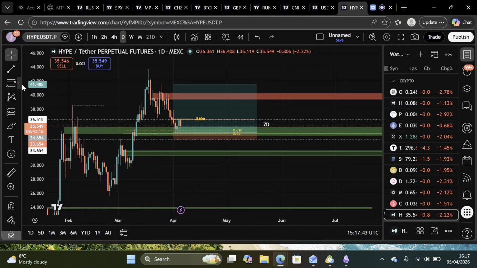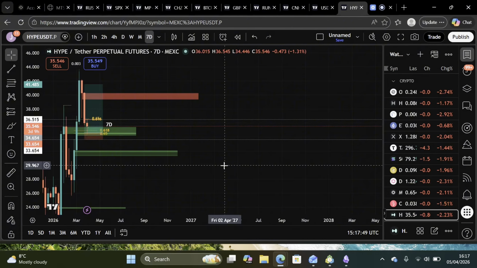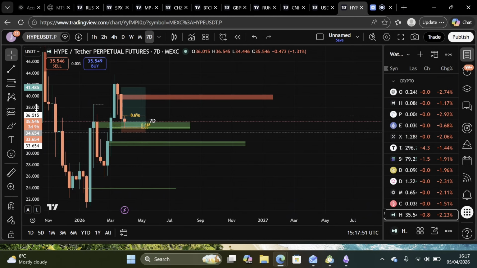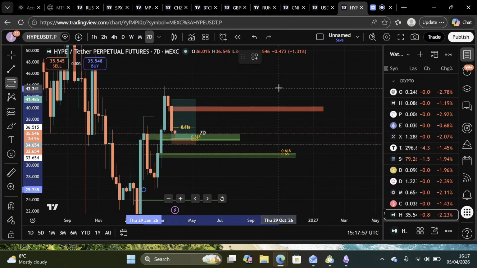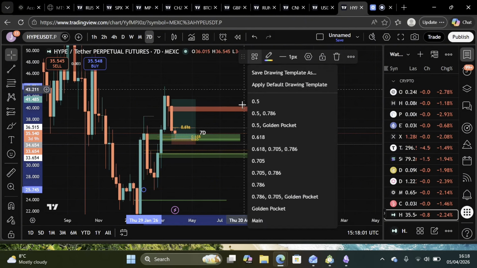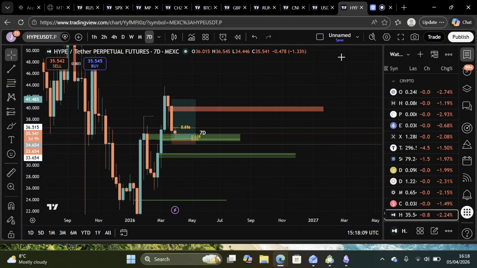So you want to ideally do it first of all on the swing that you find your hidden order block on. So if we go to the 7-day time frame, we've found our 7-day hidden order block obviously on a 7-day time frame. You want to do your fib levels from that swing low down here to this swing high up here. And let me turn main on. And bang, you can see the 0.5 equilibrium is perfectly matched up with your 7-day hidden order block here.